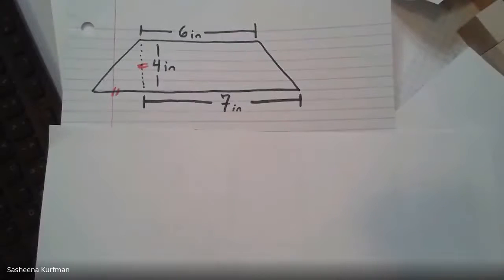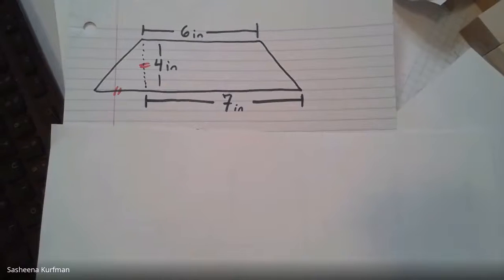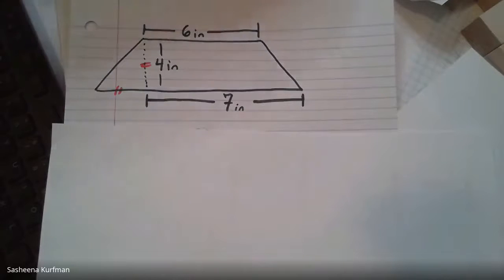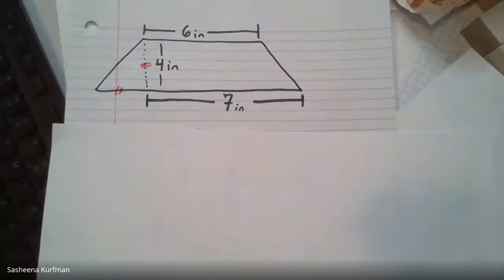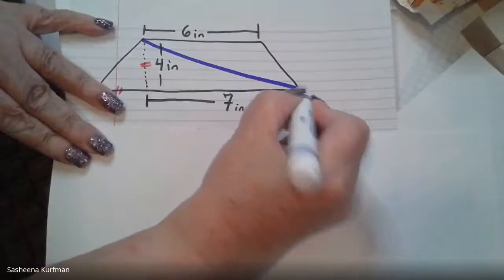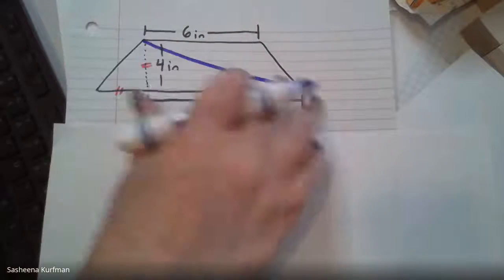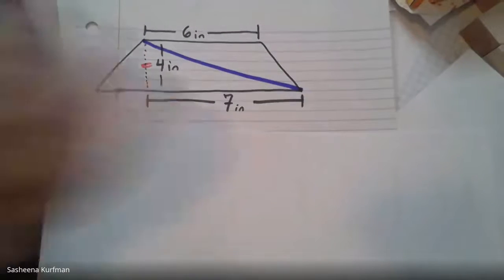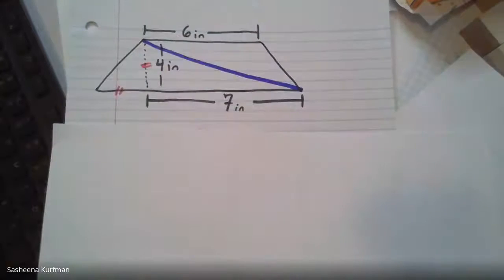All right, so what I wanted to talk about here is finding the area of a trapezoid. And what we're going to do is explore this two separate ways. The first way is by breaking this entire thing up into two triangles. So one thing I could do is draw a line from this corner to this corner and try to find the area of this triangle and this triangle separately.